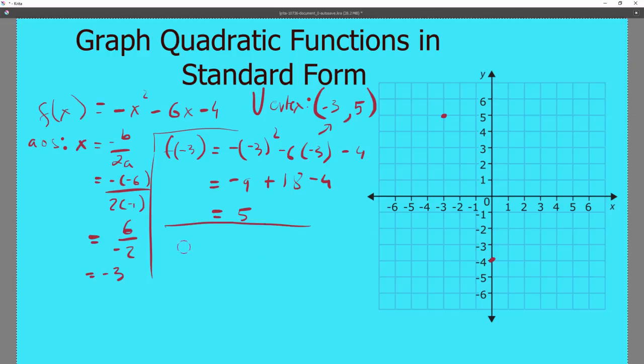But remember the pattern is 1, 1, 2, 4. But I have to multiply by negative 1 now. Multiplying by negative 1 gives you negative 1 and negative 4. So I go over 1, down 1 because it's negative. Over 1, down 1. Then over 2, down 4. So there is my parabola.